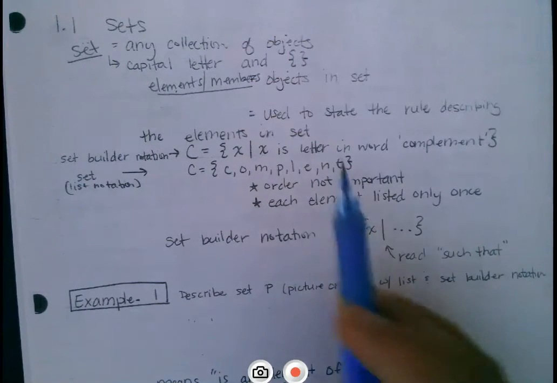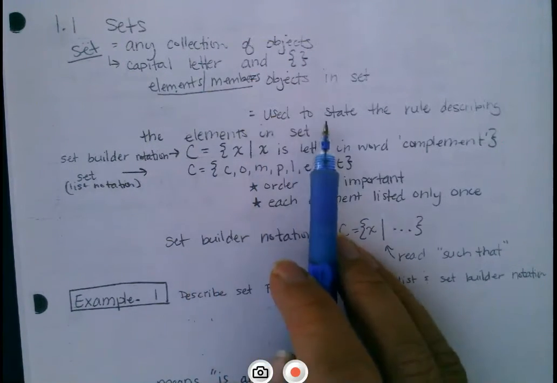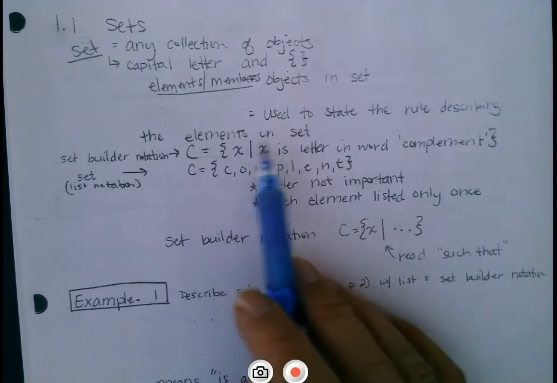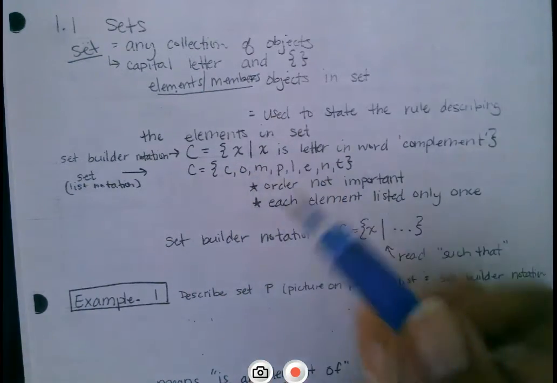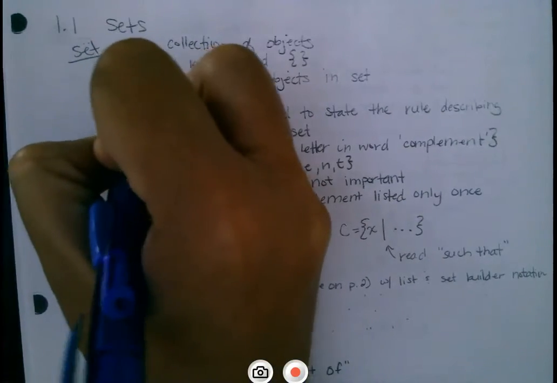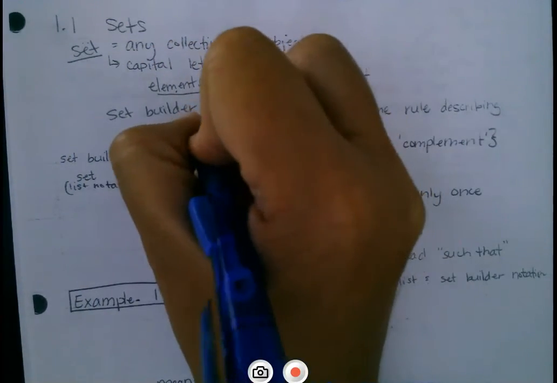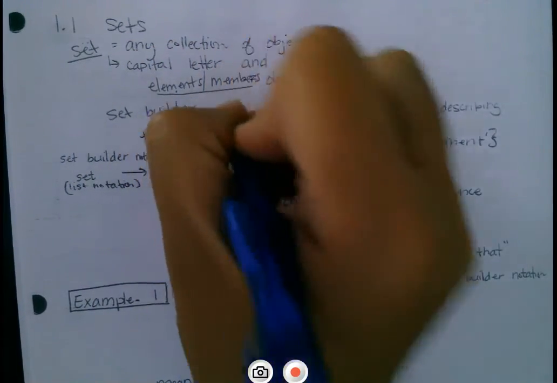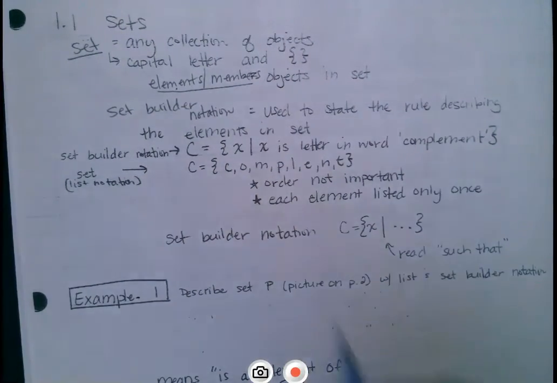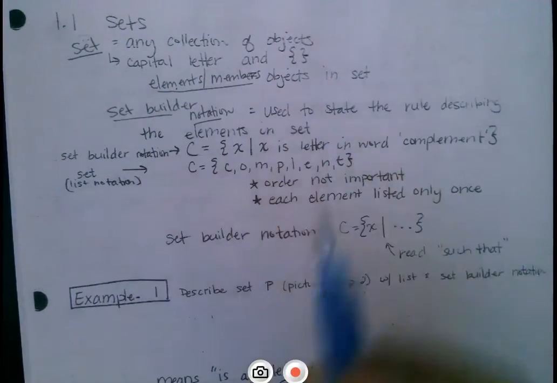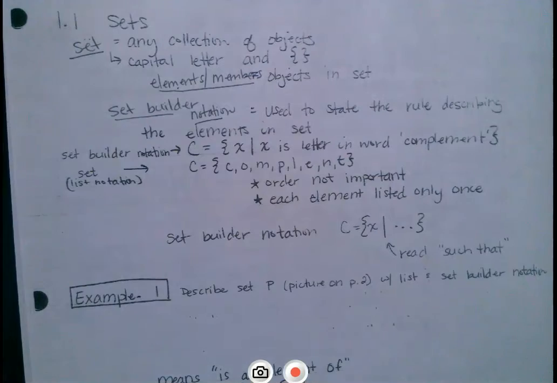And then our next word, it says it's used to state the rule describing the elements in the set. Set builder notation. So that's used to state the rule describing the elements.